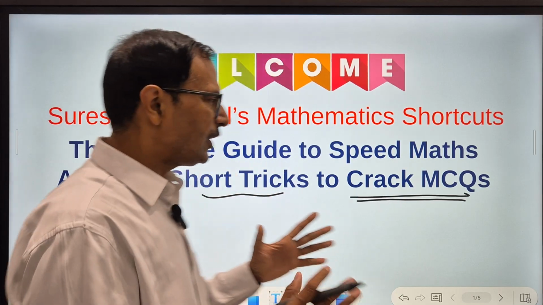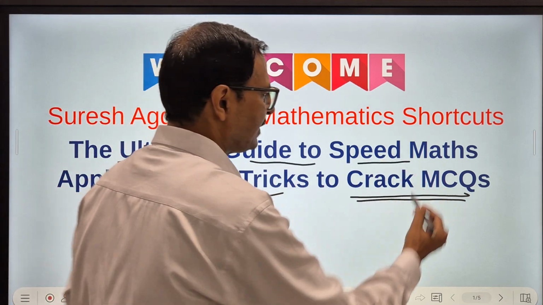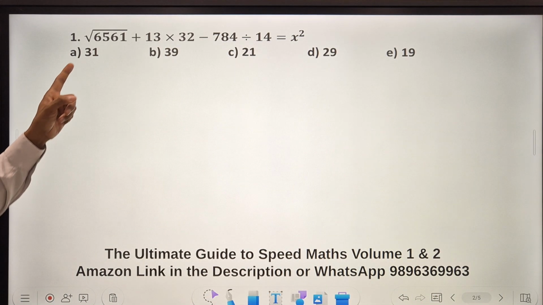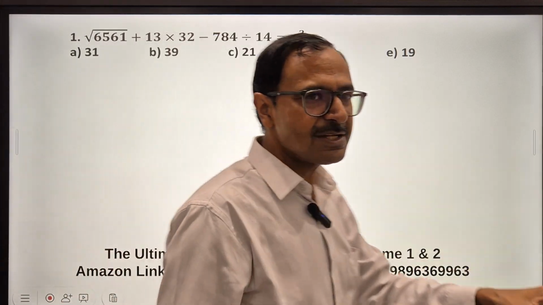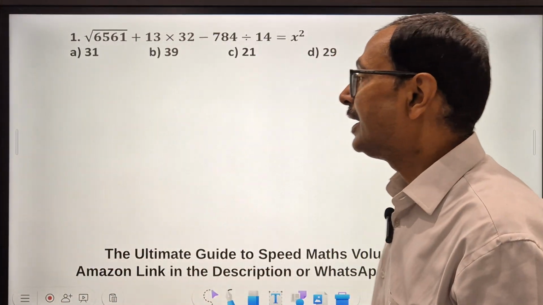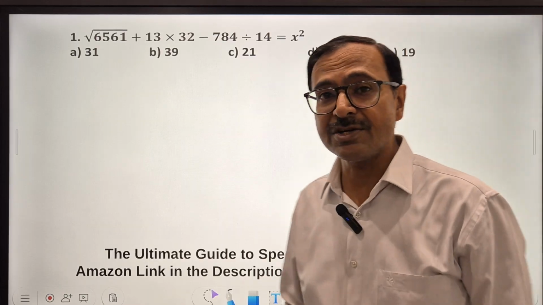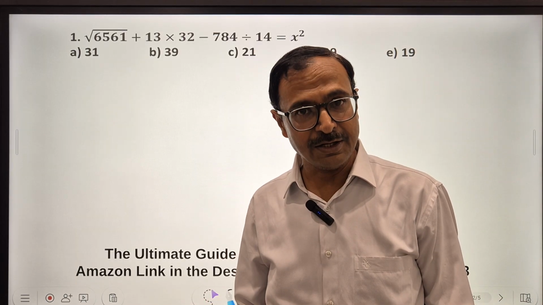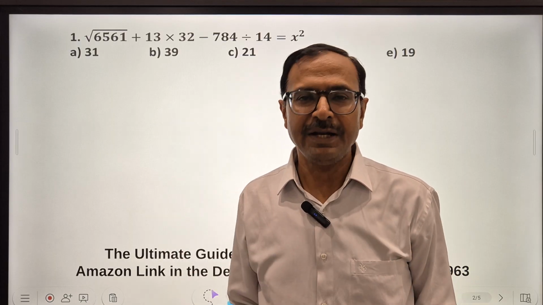Right, friends? All these will make use of the short tricks given in the Ultimate Guide to Speed Maths, which I just showed you. Let's take the first question and understand how you have to think about the question. So many of the students are going to get scared when they see this question, because this involves square root, multiplication, division, addition, subtraction, and squaring, square root as well. See, how many operations in a single question. Therefore, getting the correct thing in the mind is really important.